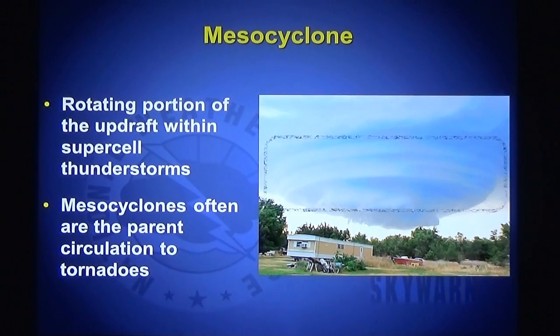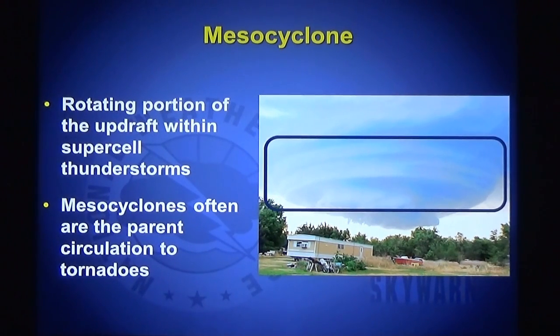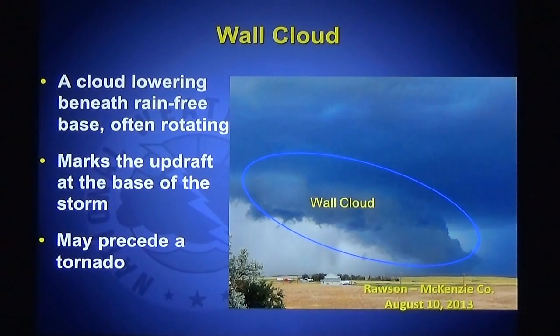The rotating part of the updraft within a supercell thunderstorm is called a mesocyclone. Again, you look up at a thunderstorm and say, gee, it looks like that whole thunderstorm is rotating. And if it's a supercell, it is indeed the entire thunderstorm rotating. A wall cloud is a lowering beneath the rain-free base. It's often rotating, and it marks the updraft into the thunderstorm.